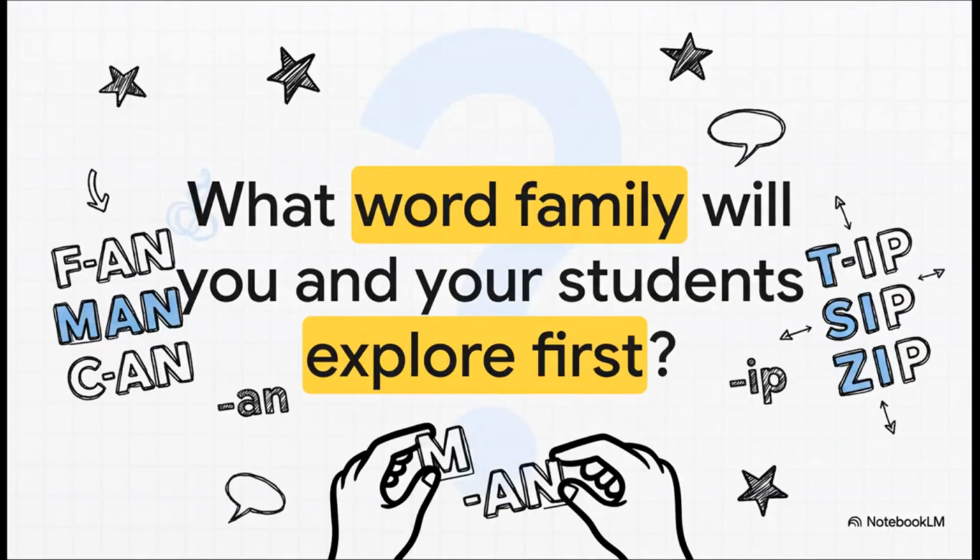So there you have it. You've got the why, the what, and the how. The only question left is, where are you and your students going to start? Will it be the at family, the ip family? My advice, just pick one, grab those magnetic letters, and start building some words.